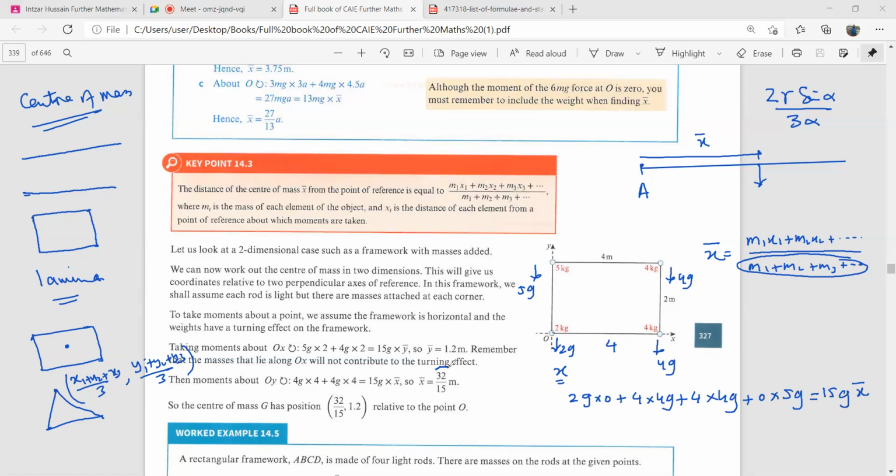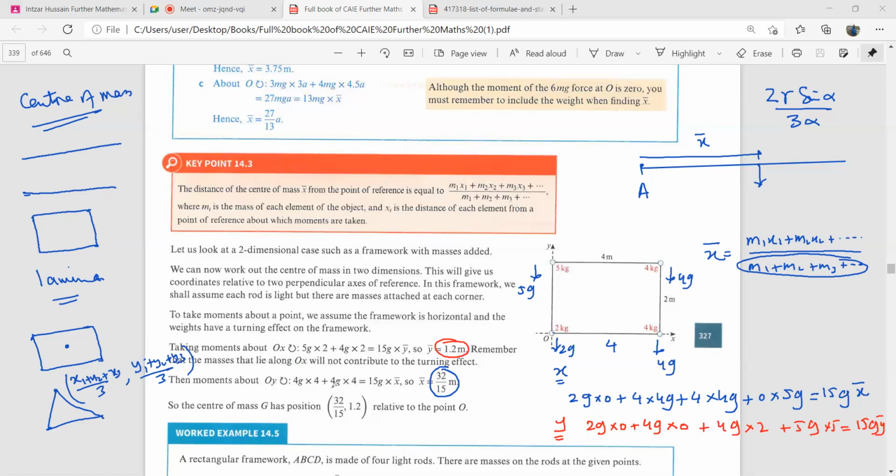You can see it is written here, that is 32 over 15. Similarly, when you want to find the y coordinate of the center of mass, you see this 2g has a y coordinate which is 0, so 2g times 0. This 4g force is also acting at a point where the y coordinate is 0. Then plus this 4g, where the y coordinate is 2, and then plus this 5g times 5, and that is equal to 15g times y. This way you get your y coordinate, which is going to be 1.2 meters.